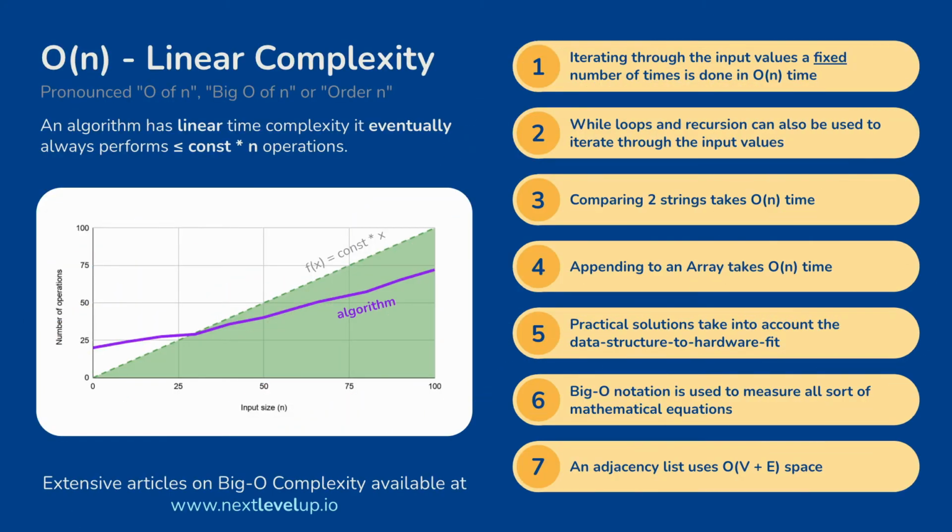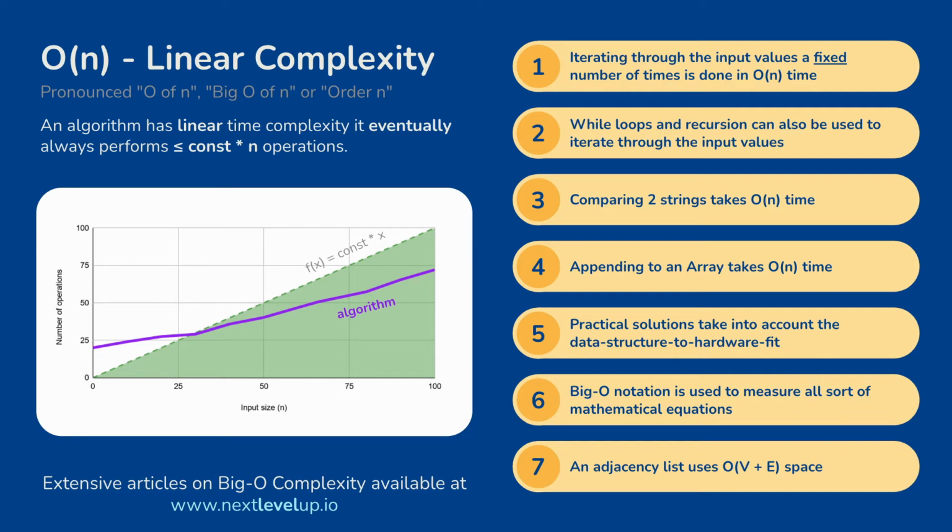In the video that explains the big O n complexity, we've seen that an algorithm has a linear time complexity if it eventually always performs less than or equal to a constant times n number of operations. Here is an overview of what is covered in the big O n explain video, which I will link in the description, and I encourage you to watch it if you haven't already done so.